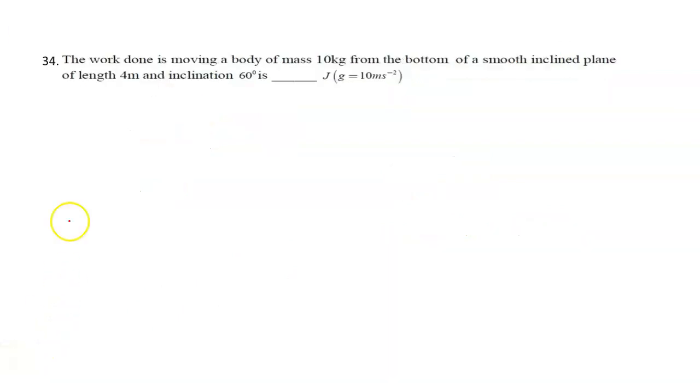Here the question given is the work done in moving a body of mass 10 kilograms from the bottom of a smooth inclined plane of length 4 meters and inclination 60 degrees is. So let us draw the given situation here. This total length is given as 4 meters and inclination is given as 60 degrees. There is a block of mass 10 kilograms and what will be the work done in moving this.